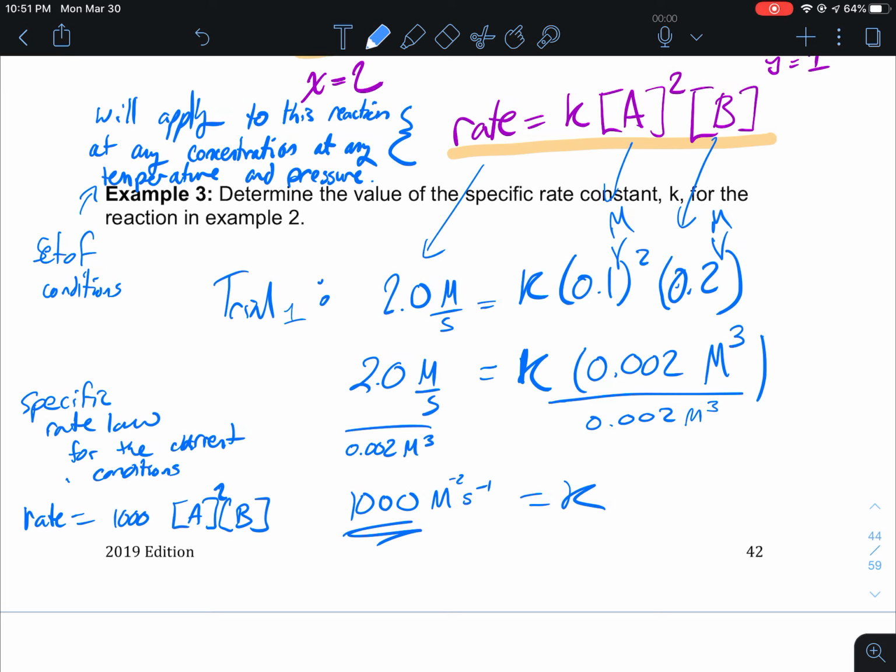So this is the specific rate constant, and we have to include that specific part because this is only constant under the given conditions. Only constant under current conditions. So if you change the experimental conditions, you will have a different process.